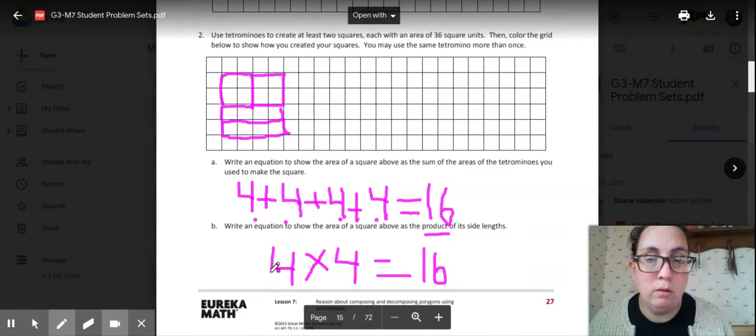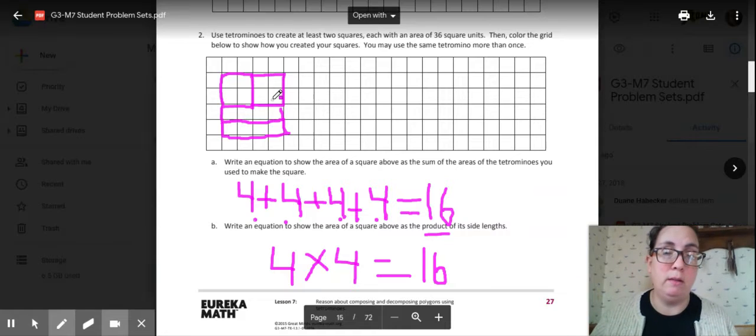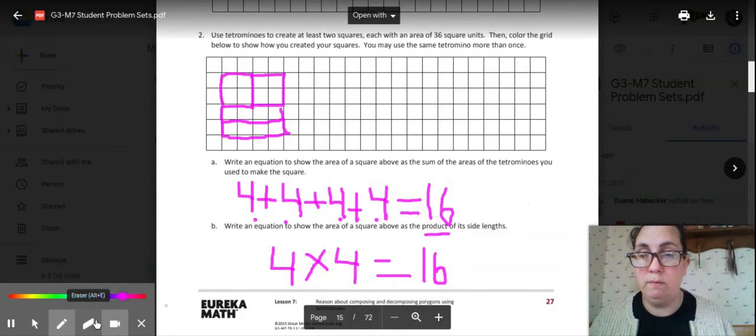But your multiplication sentence needs to match one of your squares. If you use this example problem, then that's fine. That would match it. If you had a different one, make sure that it matches it. So pause the video and answer the question.